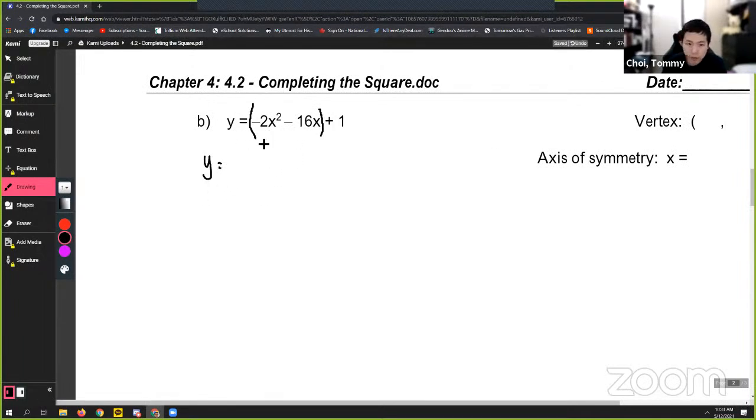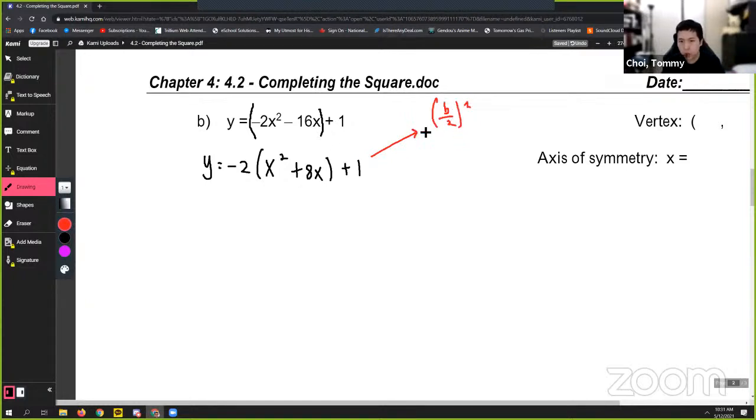First step, common factor out. Whatever the a value is, you want to pull all of that out. So when we pull out a -2, we divide by -2. You should be left with x squared plus 8x plus 1. So the plus 1 is not touched. You should be left here. This moves us to our second stage.